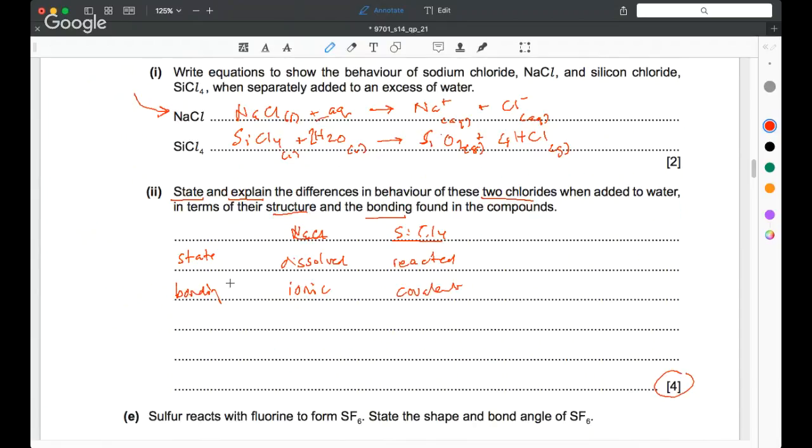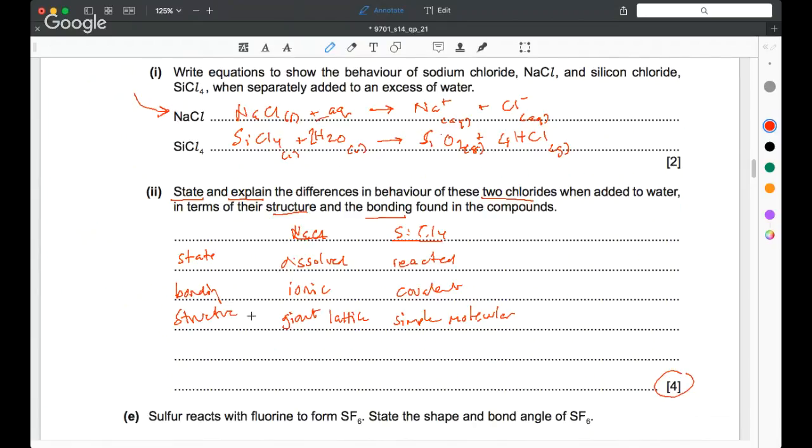And it talked about the structure, didn't it? The structure of the compounds. This is a giant lattice, a giant repeating pattern of ions. And this is just a simple molecular compound. It's composed of discrete small molecules, a simple molecular compound. And those molecules internally have atoms that are bonded covalently. And so we've stated the differences in behavior.